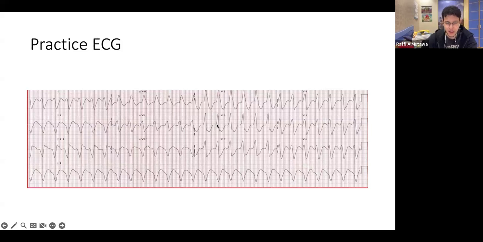Here's a practice ECG. Yeah, so that's it for the basics. So we're done. Now we're going to go into arrhythmias. So this is an example of an arrhythmia. Now, you may or may not know what arrhythmia this is. You could do this systematically, or you could do this the monkey see, monkey do way.